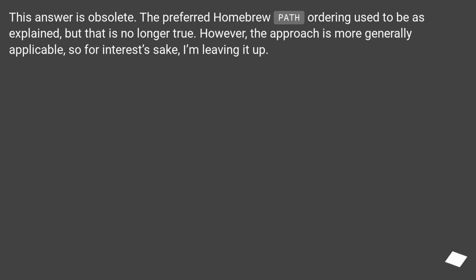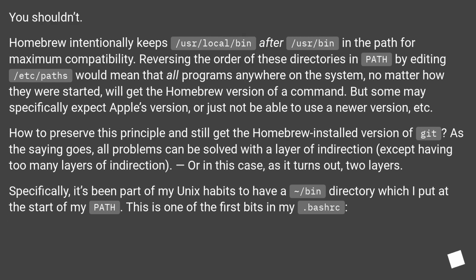This answer is obsolete. The preferred Homebrew path ordering used to be as explained, but that is no longer true. However, the approach is more generally applicable, so for interest's sake, I'm leaving it up. You shouldn't. Homebrew intentionally keeps /usr/local/bin after /usr/bin in the path for maximum compatibility.